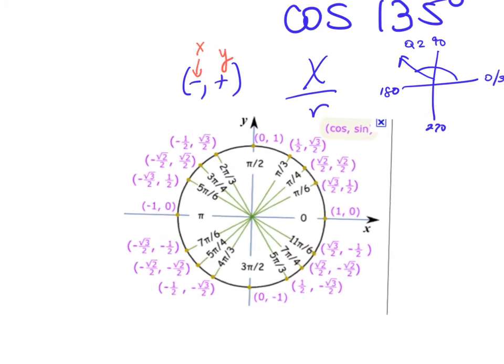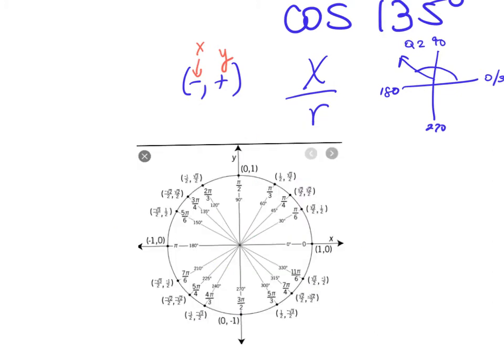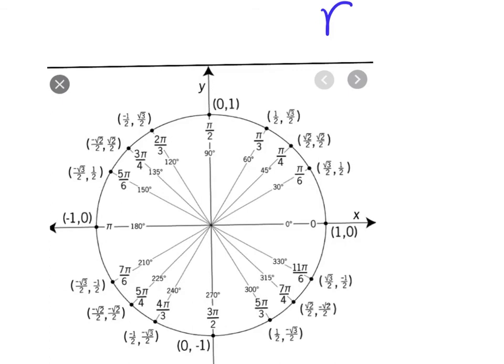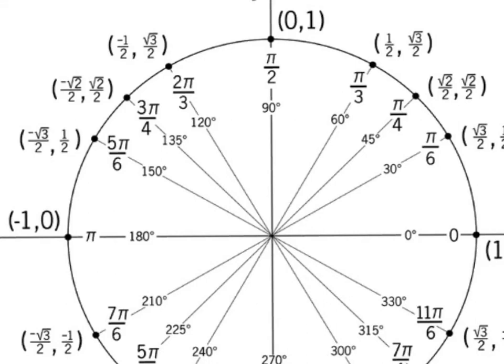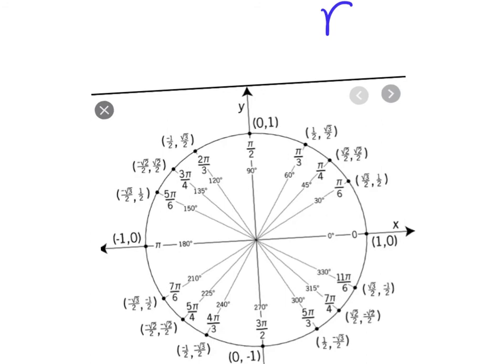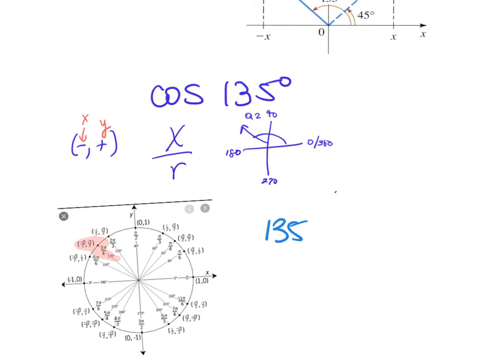Is 135 on the unit circle? Okay, guys, here we are. Where is 135 on the unit circle? Tell me what the x and y is. Negative root 2 over 2 and positive root 2 over 2. You guys see it right here? Everybody see that? So 135 is negative root 2 over 2, positive root 2 over 2.